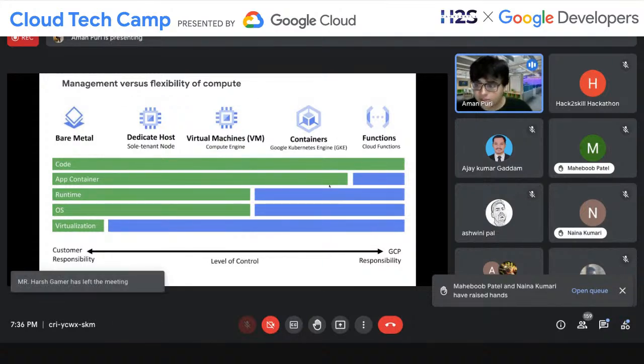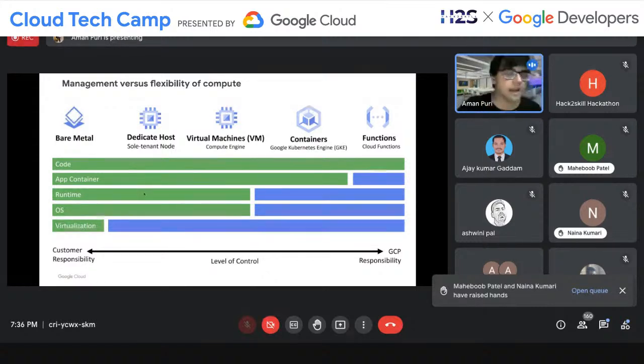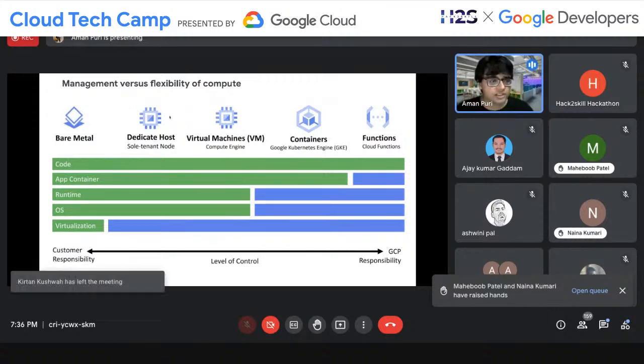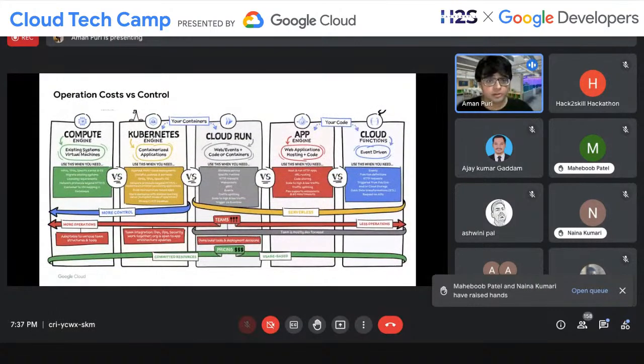But when you talk about the container responsibility, functions generally offload these responsibilities to Google. In runtime, virtual machines, dedicated hosts, and bare metal instances are responsible by us. But the runtime is already provided by containers and functions, so we don't need to worry about that, and the same goes for the OS. And when you talk about virtualization in bare metal, we need to configure our virtualization, but for everything else, the level of control is handled by GCP, and they are responsible for it.